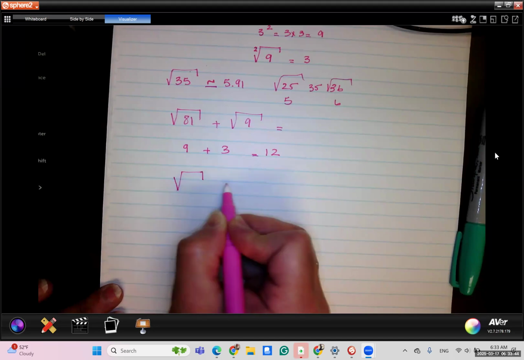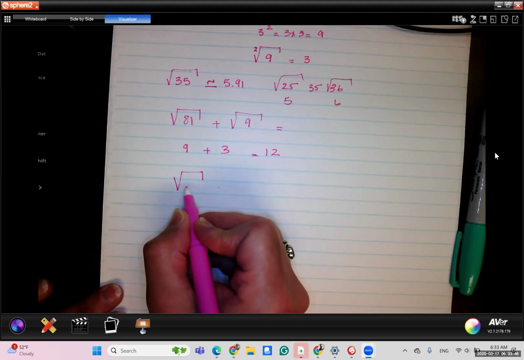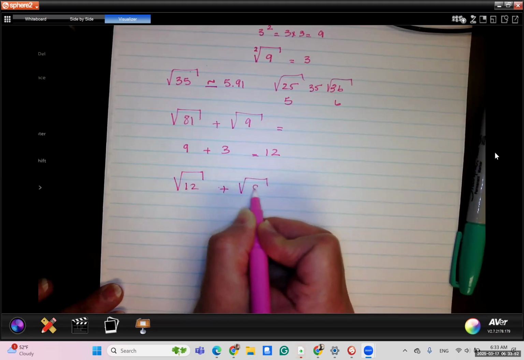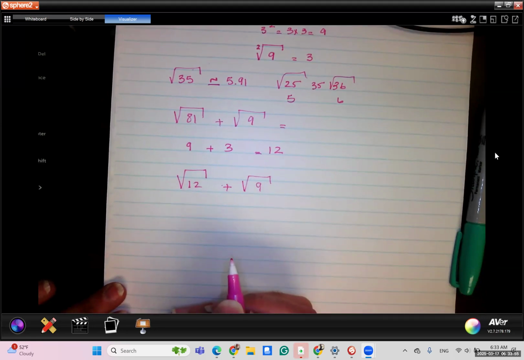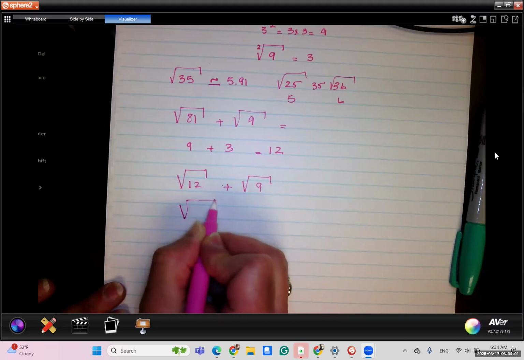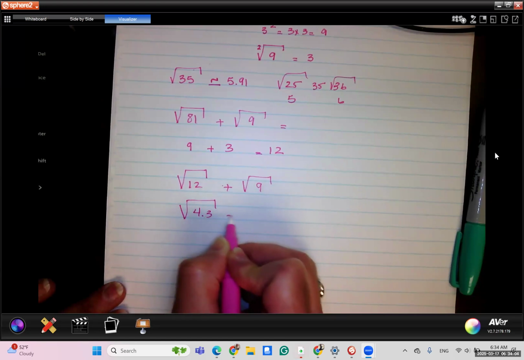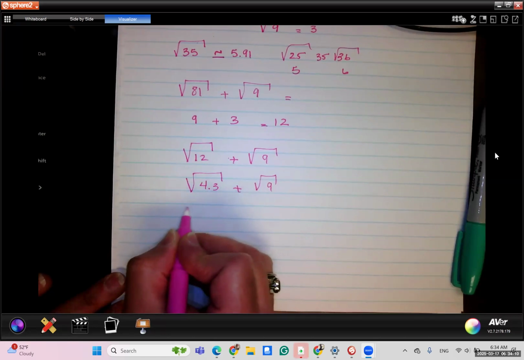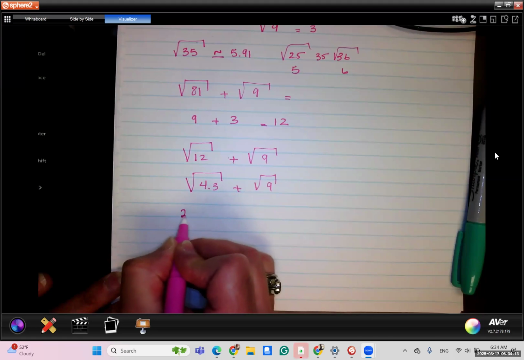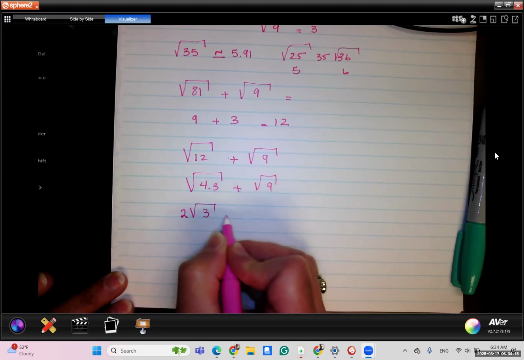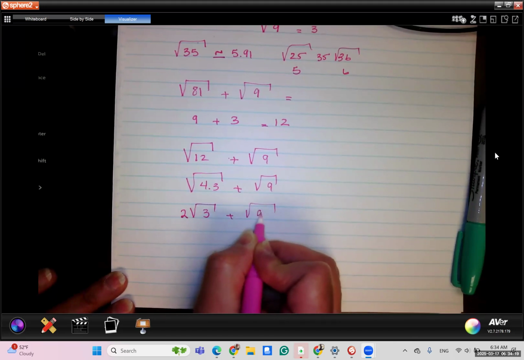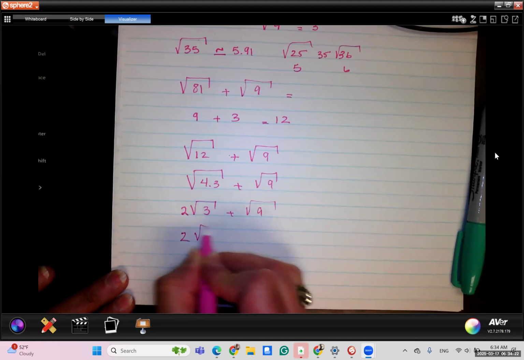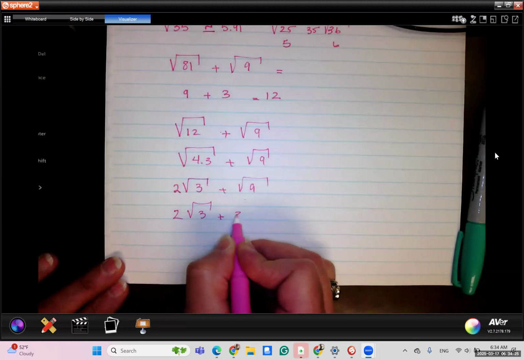Sometimes it may not be quite as fast. Let's say you had the square root of 12 plus the square root of 9. Now, 12 is not a complete square. We can go ahead and use the calculator, but your book sometimes asks you to do something first. We can write 12 as 4 times 3. And the square root of 4 is actually 2, so we can bring that out. The square root of 4 is 2. So that part is done. We can't do anything more with that. And the square root of 9 is 3.